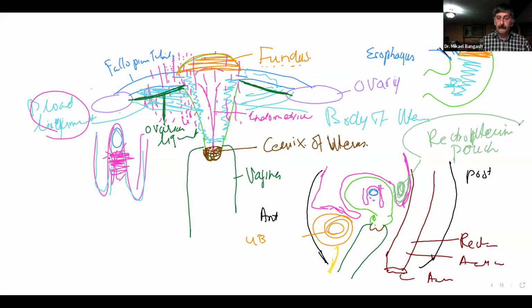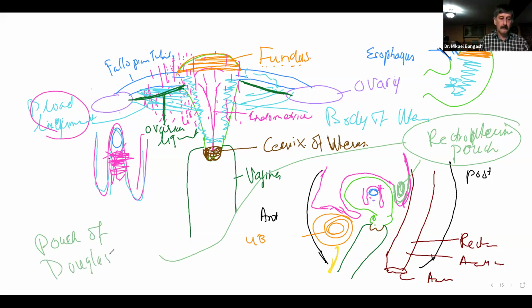We also used to call this fellow here the pouch of Douglas. Now, who Douglas was, let's not get into all that. What was it? Mainly just this sac-like structure between the rectum and your uterus.